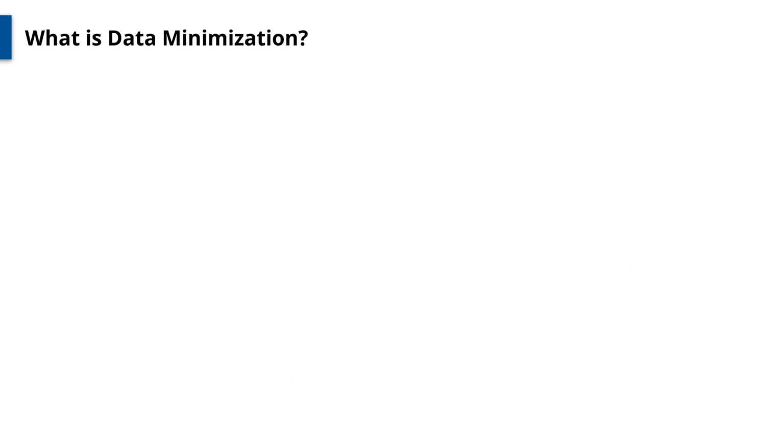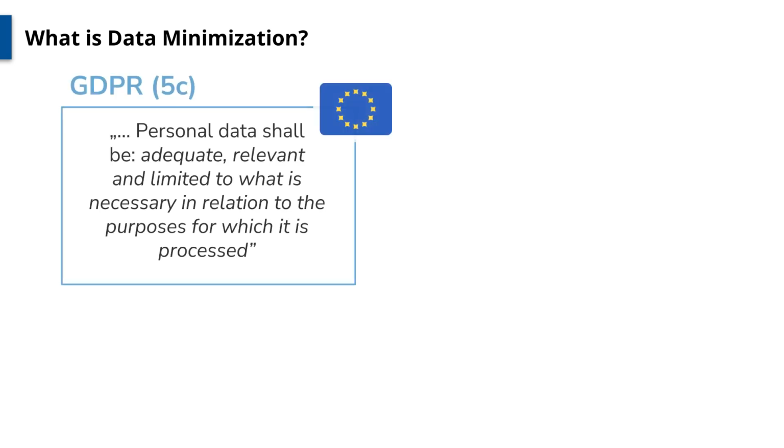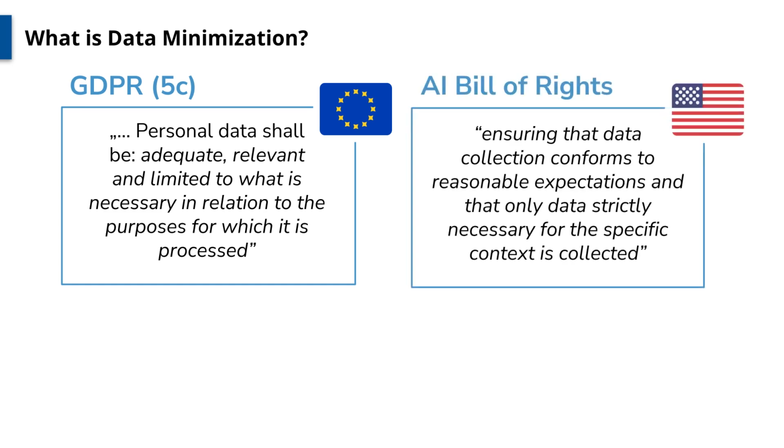So, what is data minimization? Well, actually the term data minimization is defined in Europe's GDPR regulation in Article 5c as the fact that personal data shall be adequate, relevant and limited to what is necessary in relation to the purposes for which it is processed. Further, the recently introduced AI Bill of Rights in the US has introduced that ML systems shall ensure that data collection conforms to reasonable expectations and that only data strictly necessary for the specific context is collected.